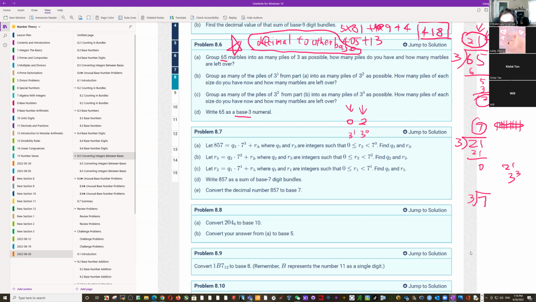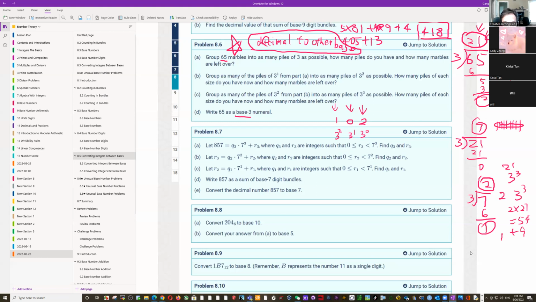So 2 multiplied by 3 equals 6, and remainder 1. This just means I can get 2 of the 3 cube bundles, which is 27. 2 times 27 equals 54. And then we have one remainder. That one is just one leftover 9-straw bundle. So basically 54 plus 9. One goes here, the 3 squared position, that's 1.